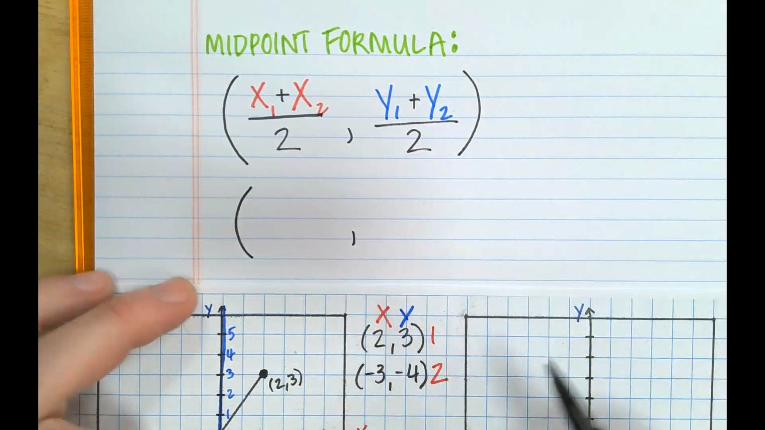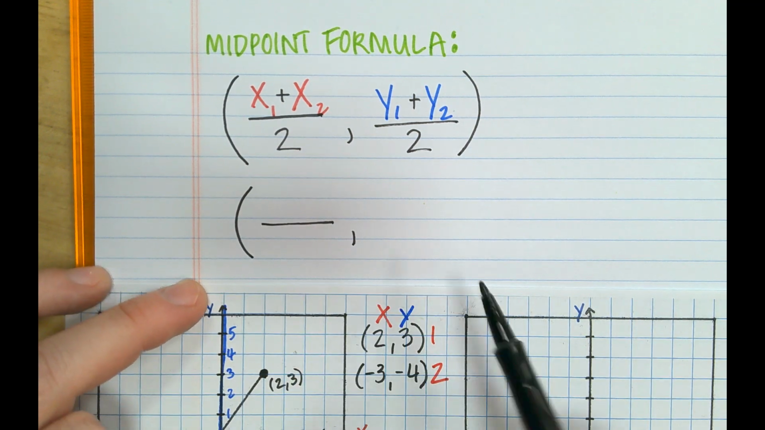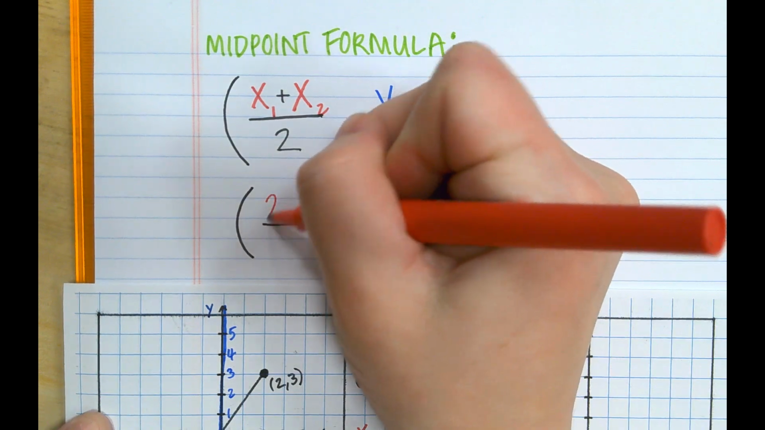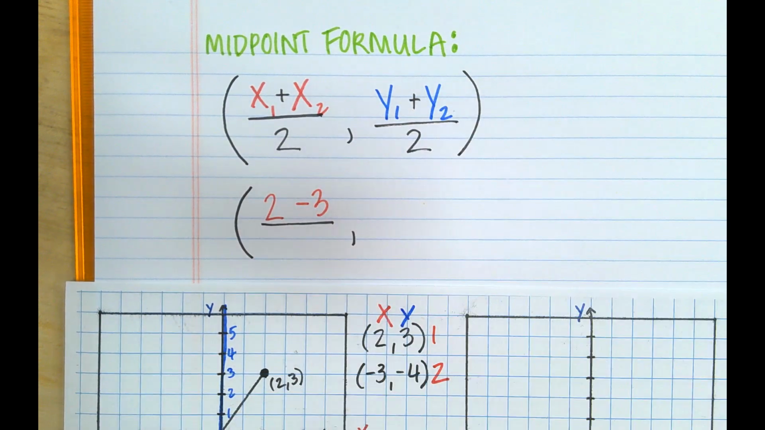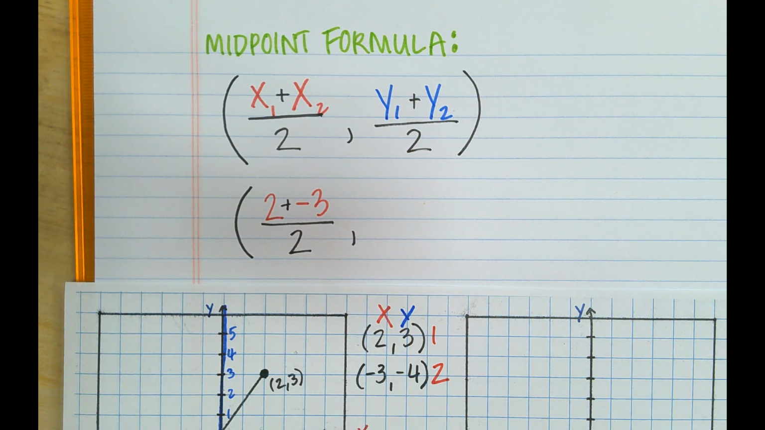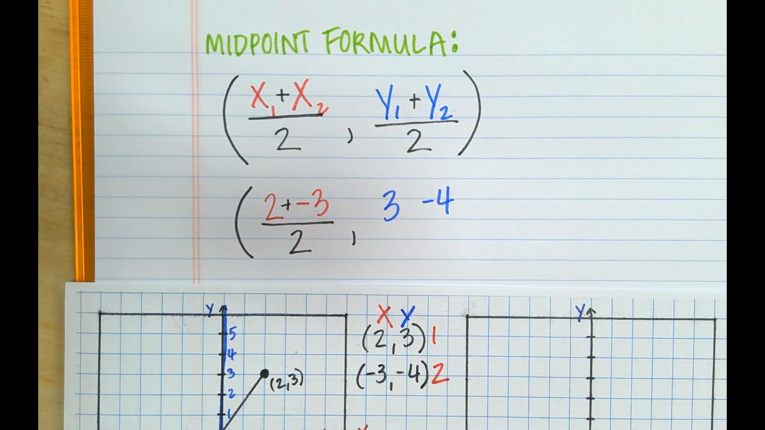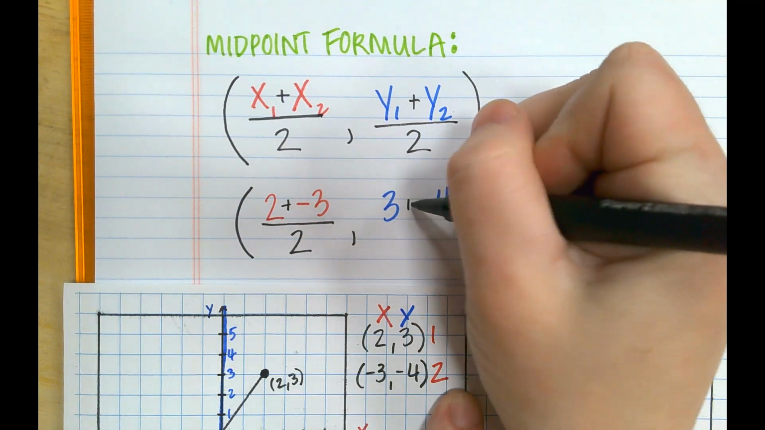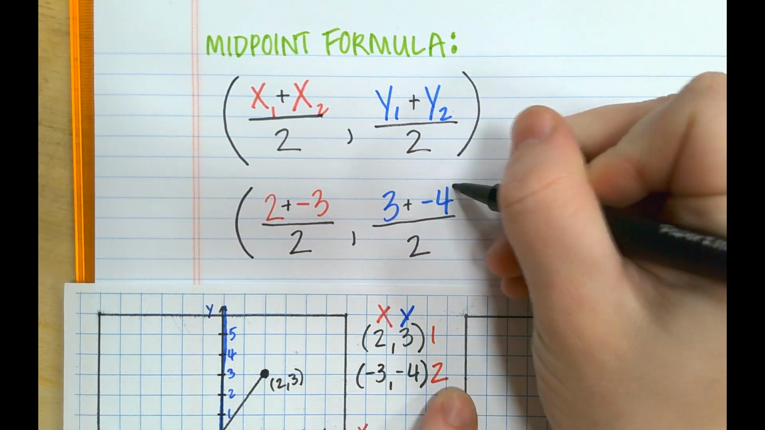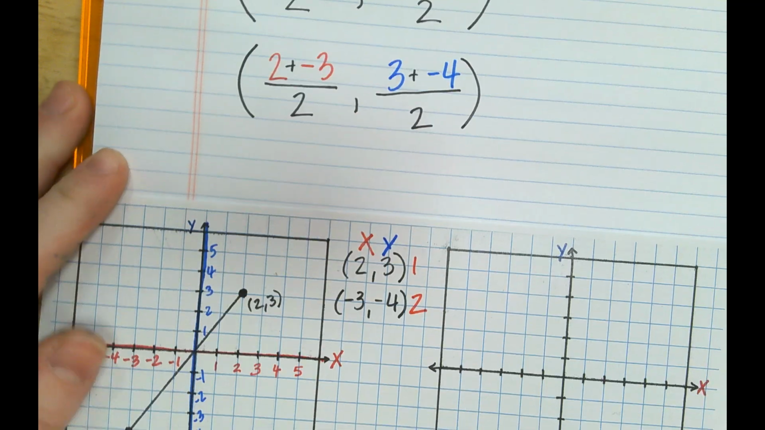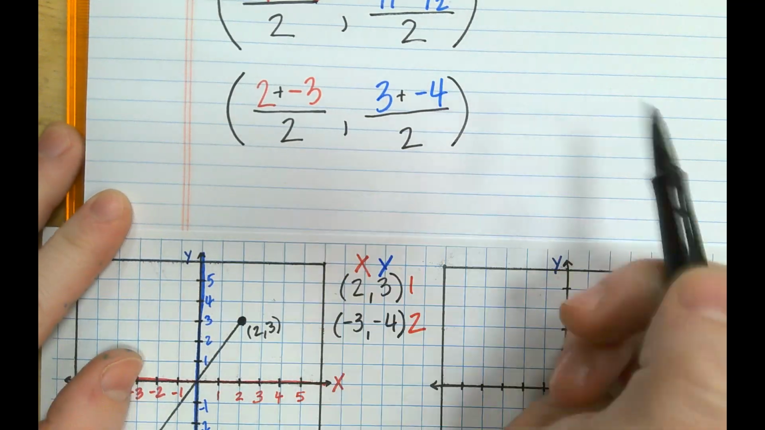What are my 2 x values? 2 and -3. Yeah, 2 and -3. So I've got 2 and -3. And I'm just going to divide that by 2. And same thing for the y's. 3 and -4. Yeah, 3 and -4. And I'm going to divide that by 2. Okay. So I filled my numbers in.